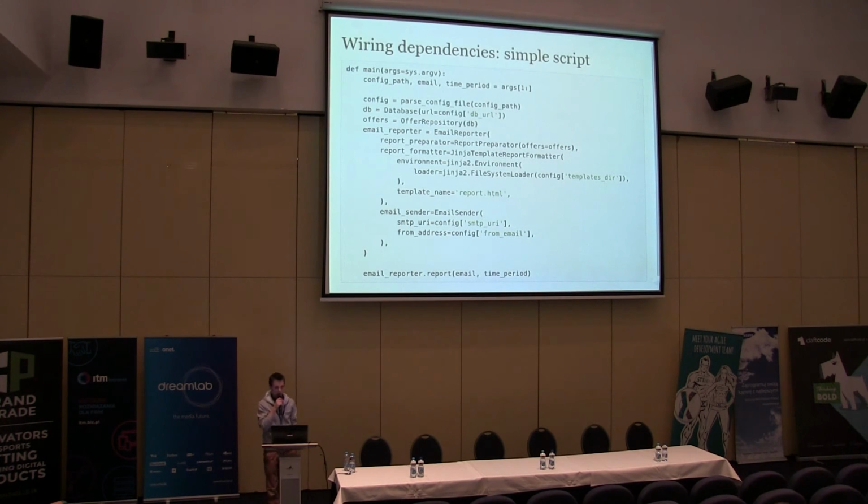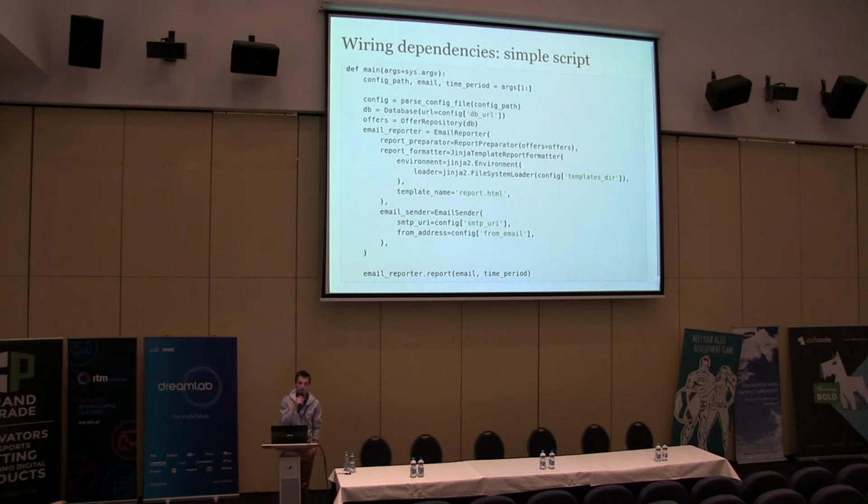Here's an example of wiring dependencies for a simple script. We parse the command line arguments passed to the program. Once we have a path to a configuration file, we parse it to a dictionary. Then we create dependencies and finally invoke some method of one of our instances. It will work in such a small script, but as the number of our dependencies and connections between them grow, it will no longer be so easy to maintain them in this form.